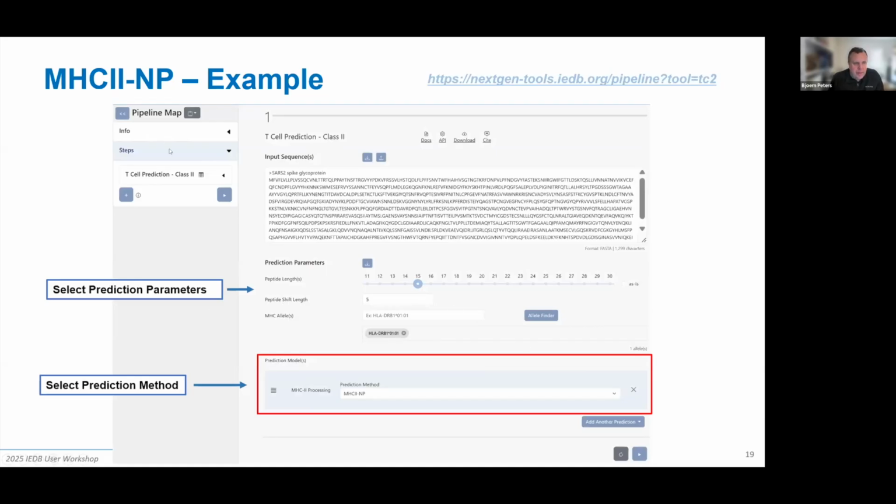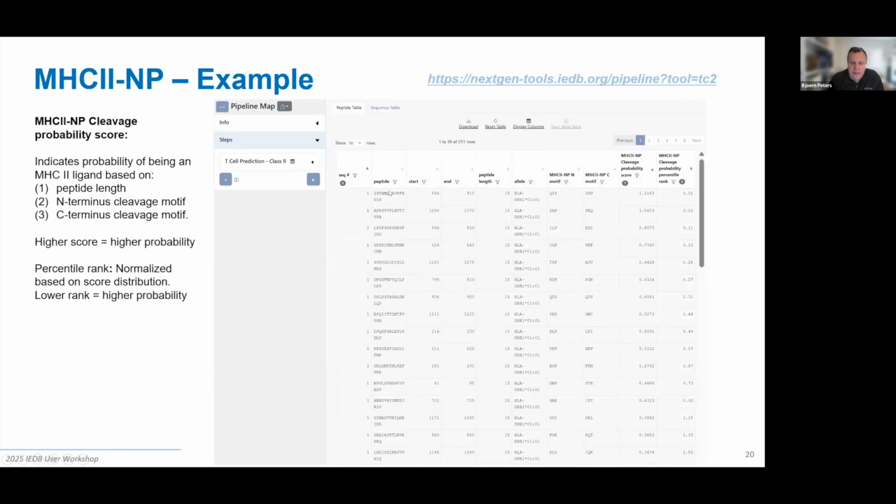So here is the tool. This is the MHC2 NP tool. So you could have selected this down here from the prediction model. You have prediction parameters as before. When you run this using this run button, you get an N terminal motif, a C terminal motif, and a score based on the peptide length, which overall gives you a cleavage probability. So a given peptide is being judged by the length and the N and C terminal cleavage motif, and the higher the score is, the higher is the probability, and the percentile ranks are as always normalized based on the score distribution to make them easier to compare.